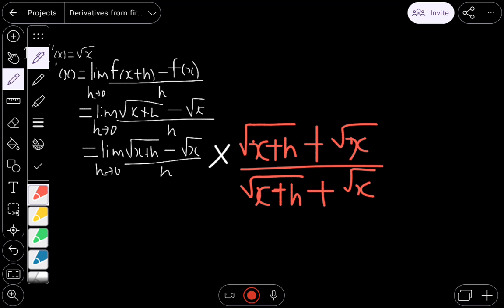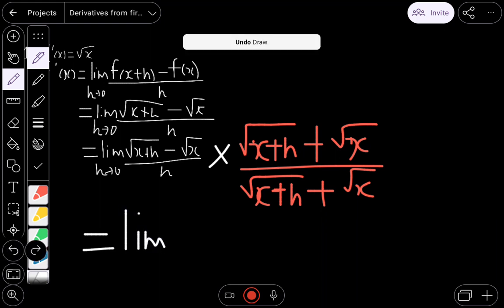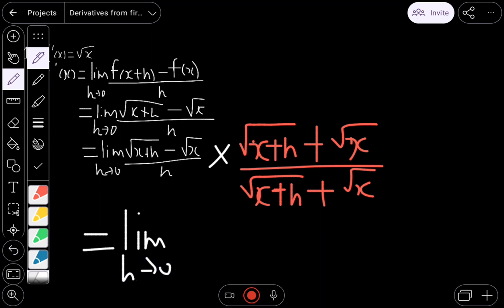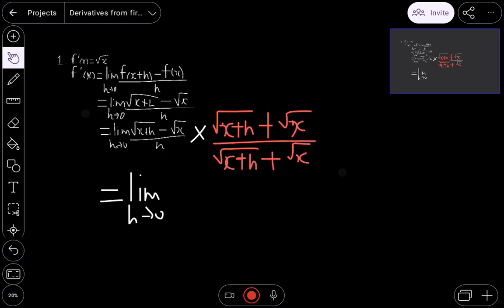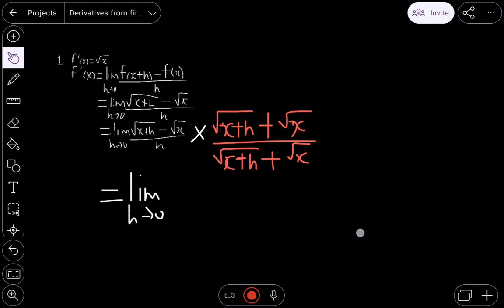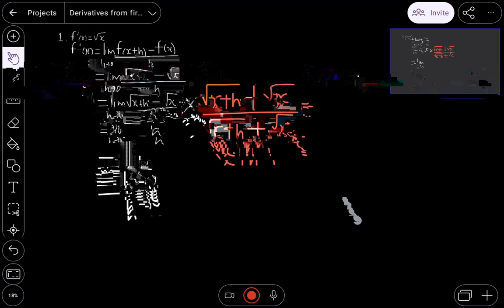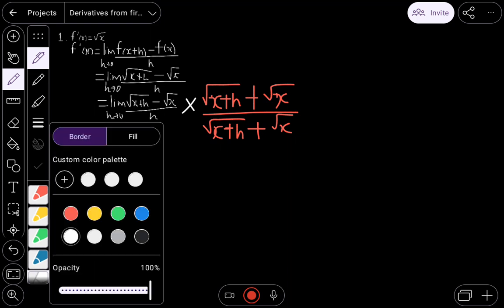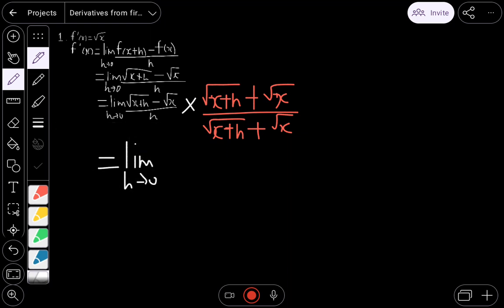But now going back to my white color, this whole thing is equal to this. I'm just going to do some multiplication there. Now I have to write h carefully. When h tends to 0, I'm going to reduce this in size and move it up here. Now selecting the white pen, I'm sorted. Now I'm going to multiply these things here.